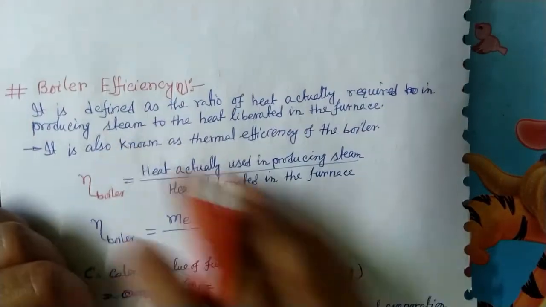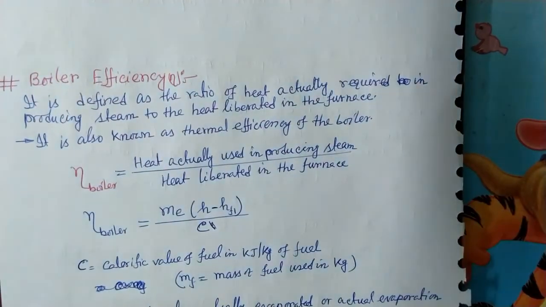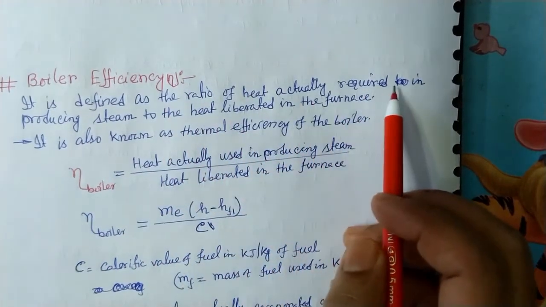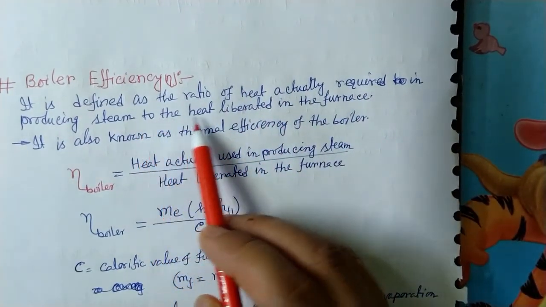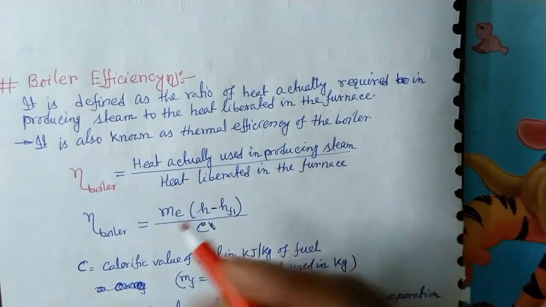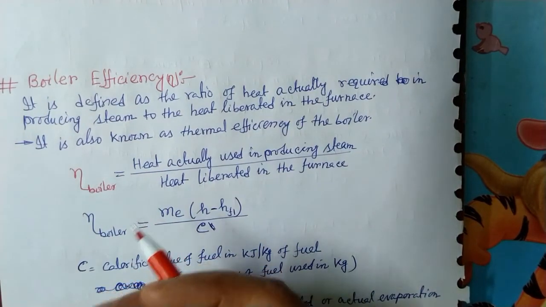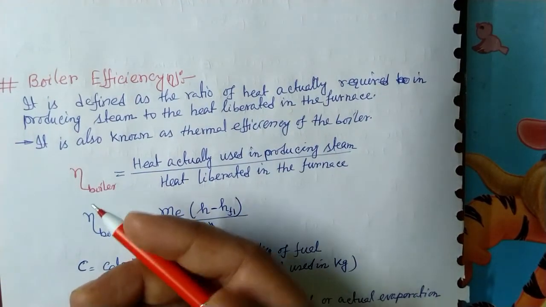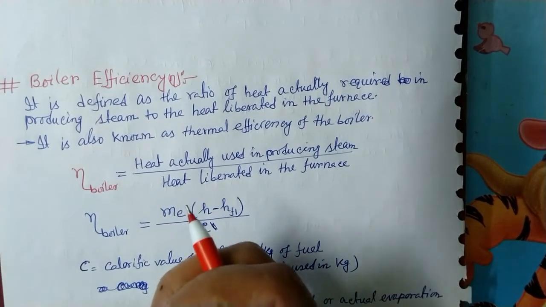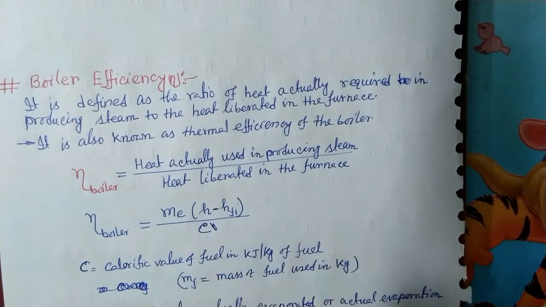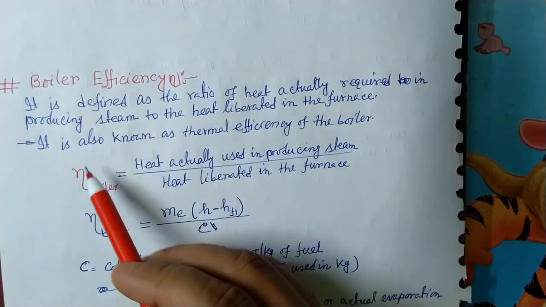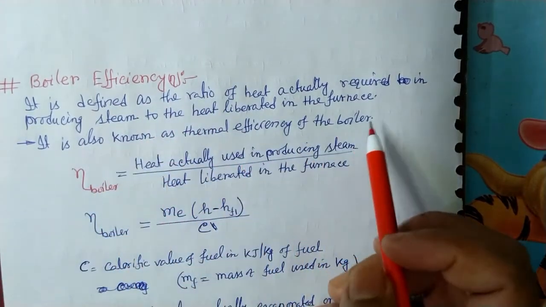Next we will see the boiler efficiency. Okay, so boiler efficiency, how can I define? Boiler efficiency is defined as the ratio of heat actually required in producing steam to the heat liberated in the furnace. Basically, we have seen the total heat required to evaporate the steam, divided by the heat generated in the furnace, meaning how much fuel has burned and from the burning of the fuel how much energy or heat is released. That ratio is known as our boiler efficiency. It is also known as the thermal efficiency of the boiler.